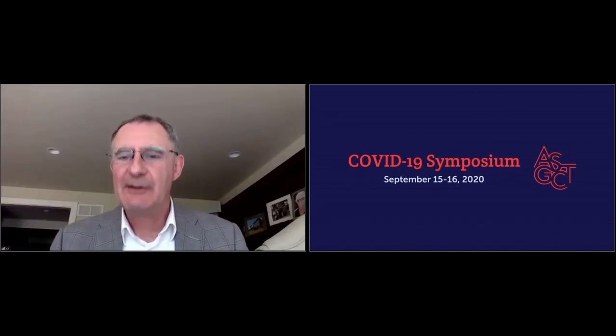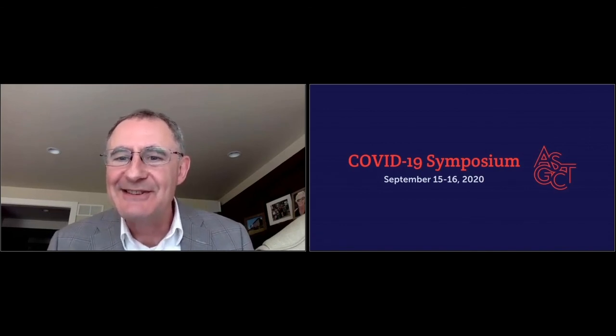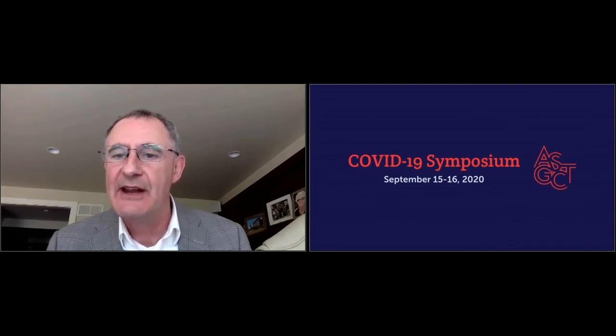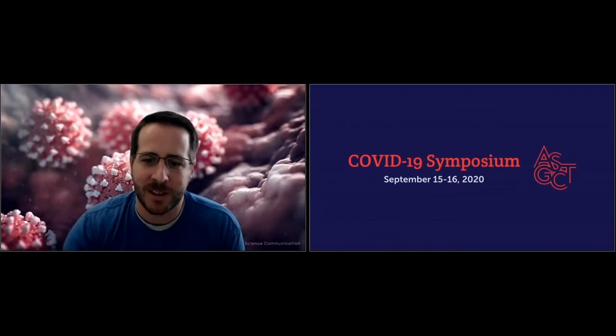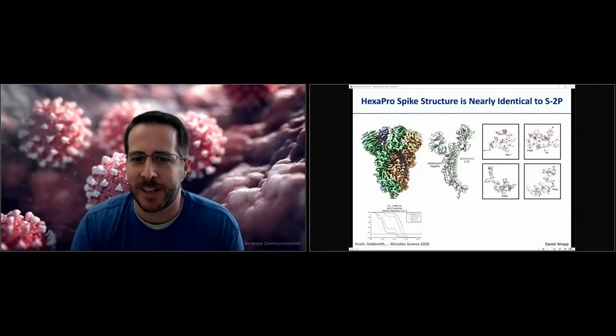Okay, so next question is, how does the affinity of Hexapro for ACE2 compare with the native spike? Oh, it's identical. S2P binding to ACE2 and Hexapro binding to ACE2, it's 12 nanomolar, which makes sense. The mutations are all down in the S2, and the receptor binding domain's way up here. So that's not going to have any effect on ACE2 binding.